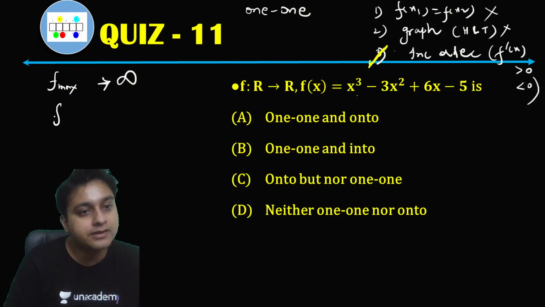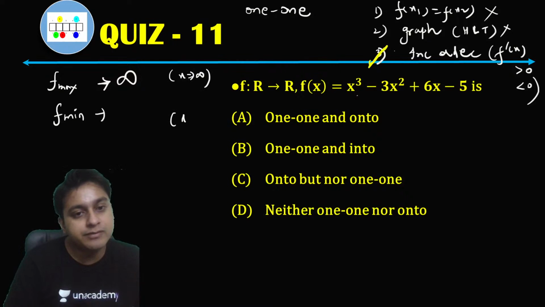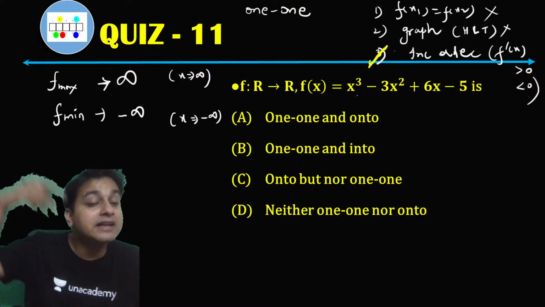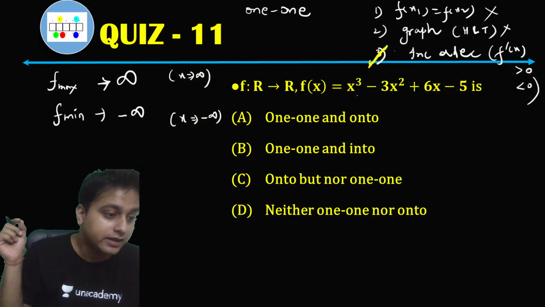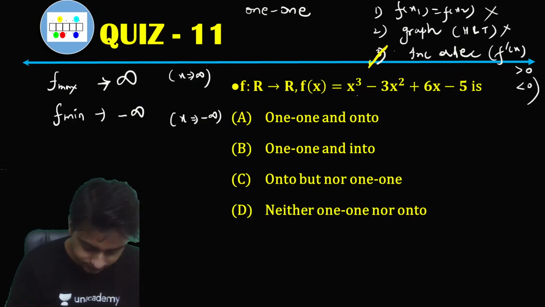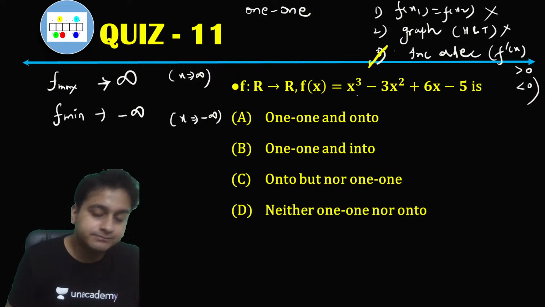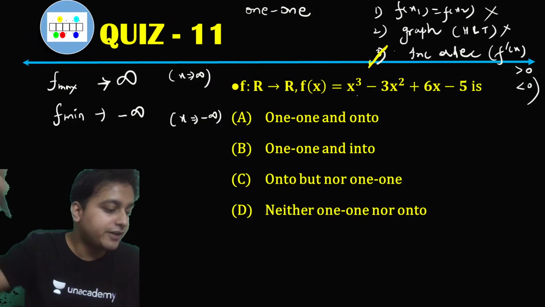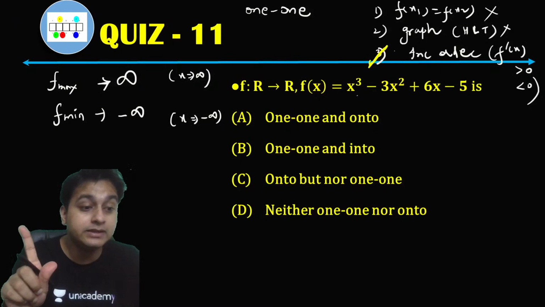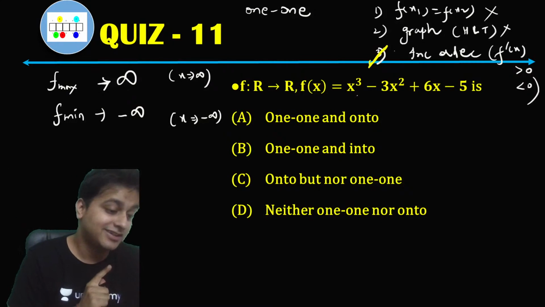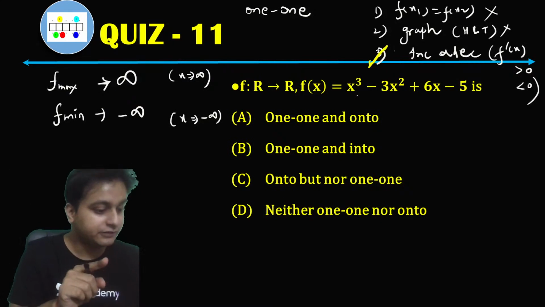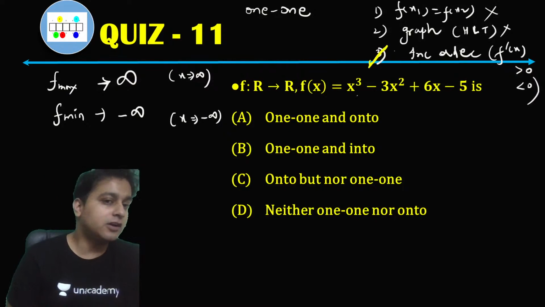Acha, what is f min then? f min will be when x is tending to minus infinity, right? So we've got f max and f min. So you've got minus infinity to plus infinity. But that does not mean the range is minus infinity to infinity. Does it? Does not mean that.